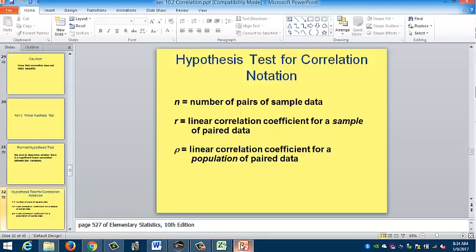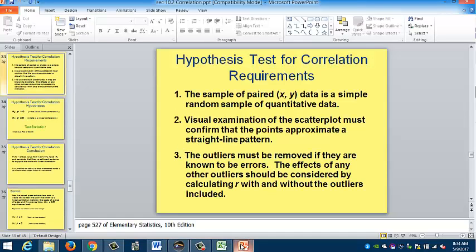A couple things you need. You need a simple random sample. Well, we've needed that every single time. Visual examination of the scatter plot must confirm that the points approximate a straight line pattern. Don't try to use linear regression on a parabola or something else. Make sure it's a line. And number 3, the outliers must be removed. We talked about this yesterday.